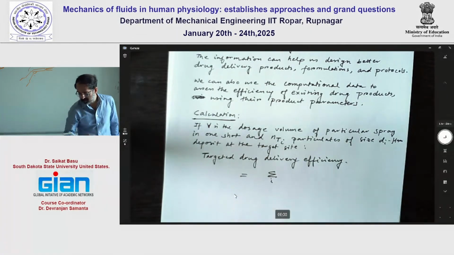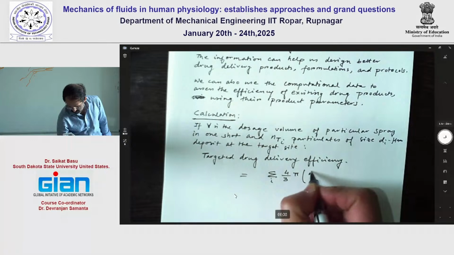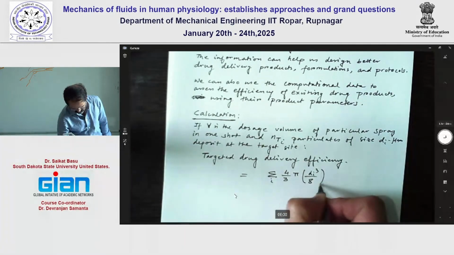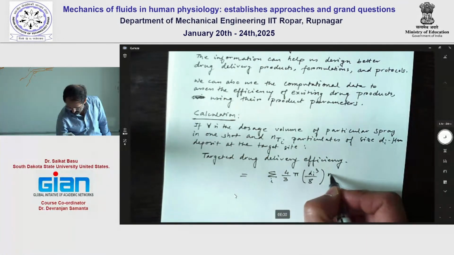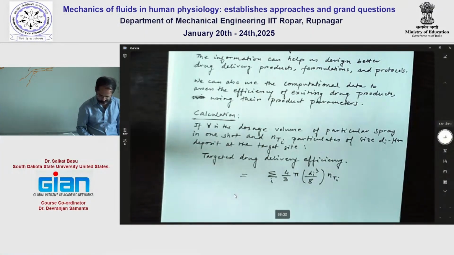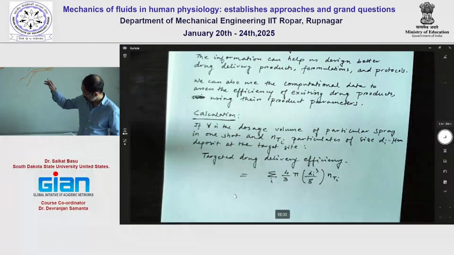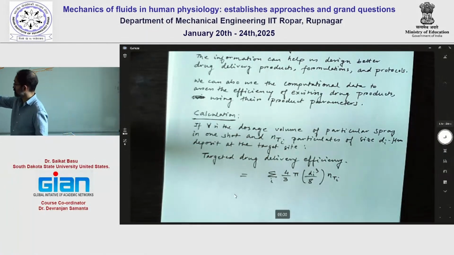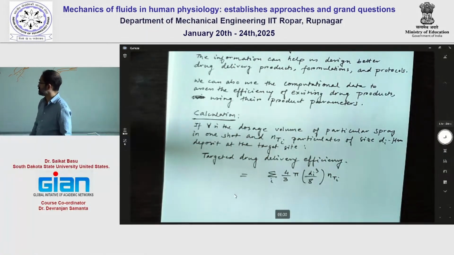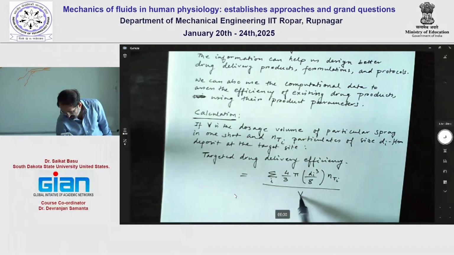So I'm going to cover the entire range of particulate sizes. So summation of 4 by 3 pi T_i cubed over 8 times N_Ti, and yeah, this N_Ti is the number of particulates that are depositing, so the efficiency is not there. The N_Ti is being fed directly from the CFD. This divided by the V times 100.